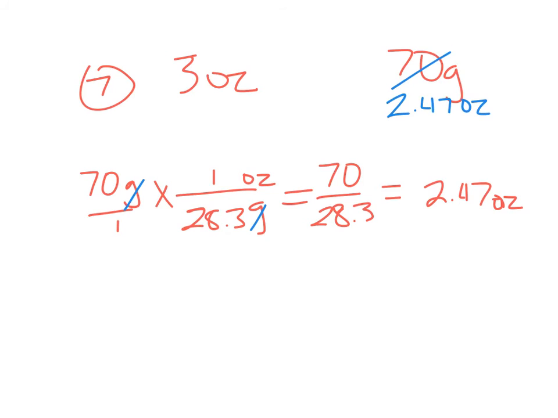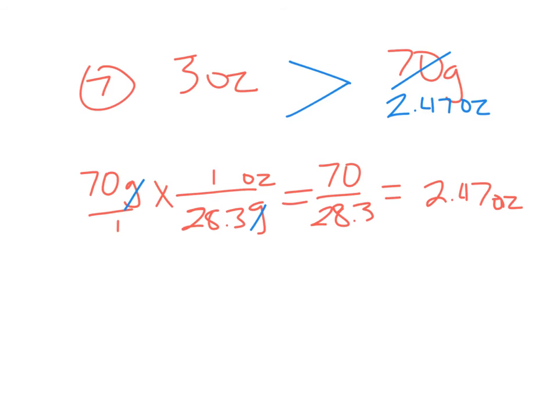Now we can compare the 3 ounces to the 2.47. Which one is larger? The 3. It's a 3, not a 30. So 3 ounces is larger than 70 grams. Starting to make sense? Good.